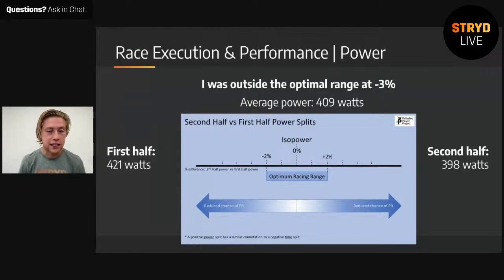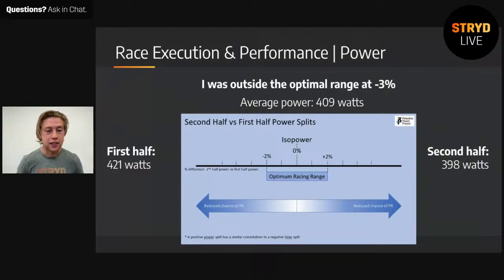There's a few ways I can look at this. The first way is to say, well, if I had executed this race better, I would have finished faster. I possibly could have had a PR by even more time and even more power. The other way I can look at this is that for my next race, I have an opportunity to learn. I have an opportunity to execute this race better.